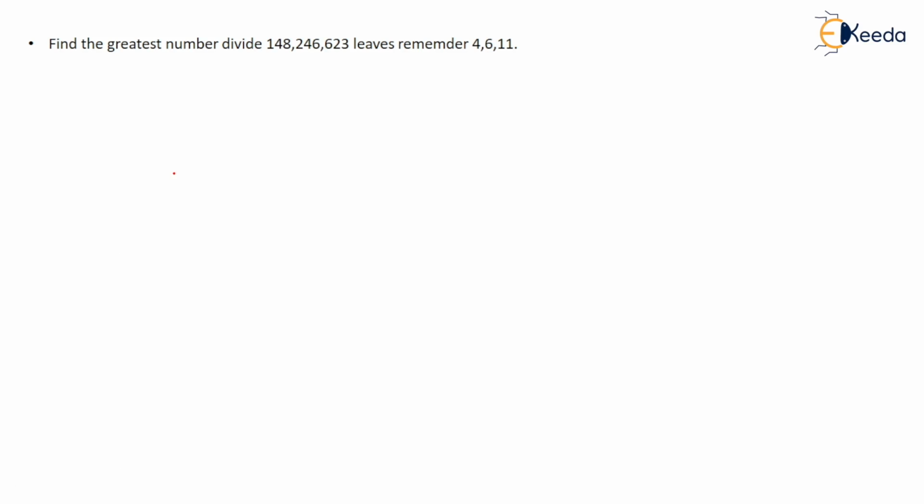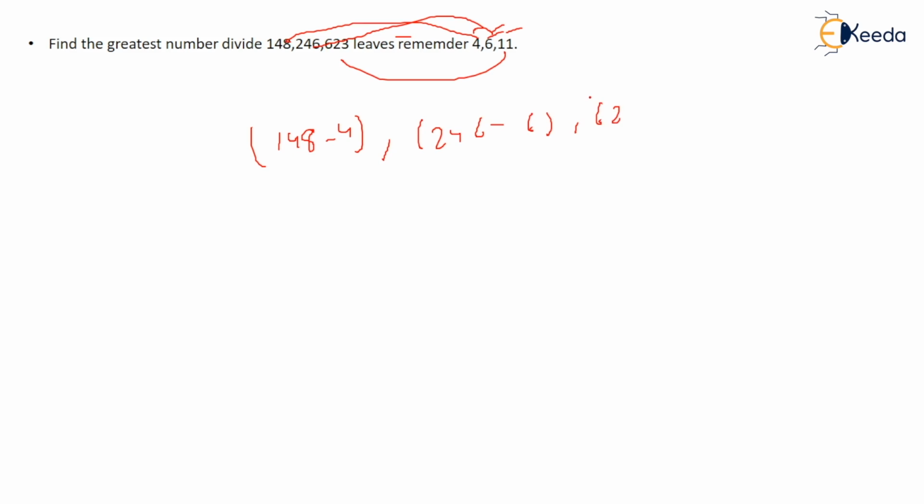This is the second case I was talking about, when they give you a different remainder for each. In this case, it leaves remainder 4 for the first case, 6 for the second case, and 11 for the third case. So you have to separately delete those numbers from them: 148 minus 4, 246 minus 6, and 623 minus 11. After subtracting, how much do you get? 144, 240, and 612.